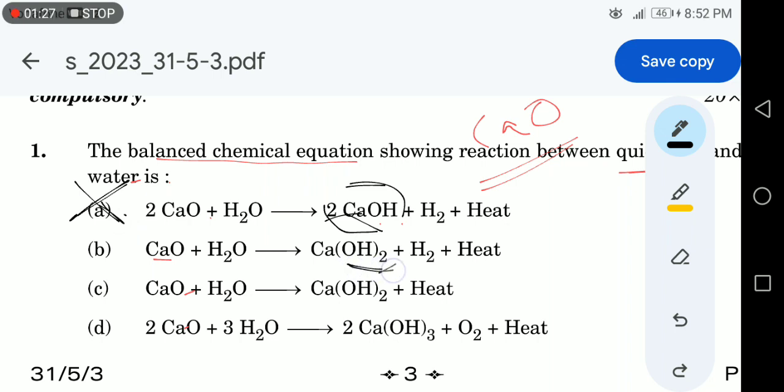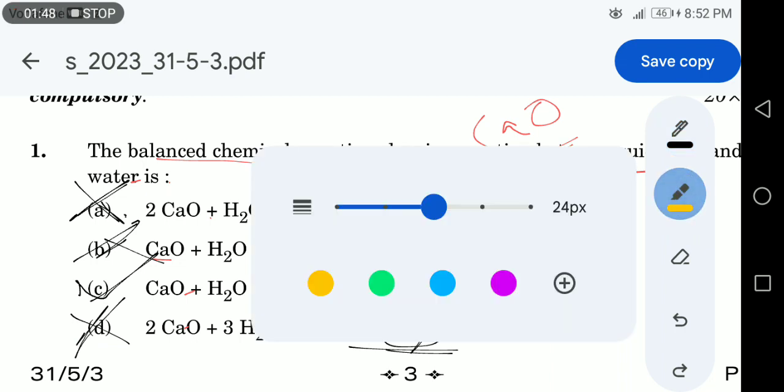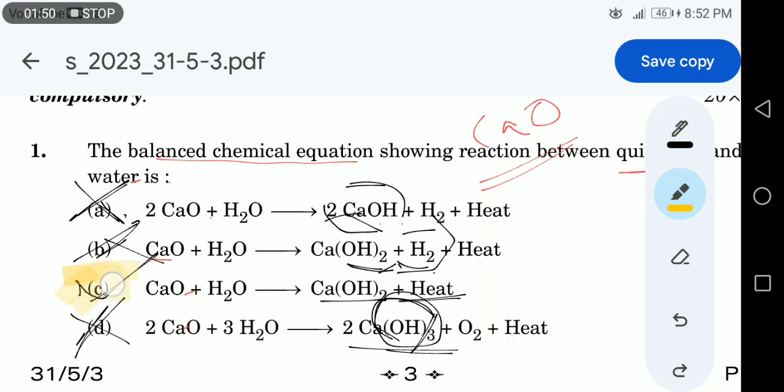Calcium hydroxide, hydrogen. No, hydrogen is not released. So this option is also wrong. And in this, calcium oxide, calcium hydroxide plus heat. Yes, this is correct. Calcium oxide, calcium OH3, it's not supposed to be OH3, it is OH2. So the correct answer to this question is C.